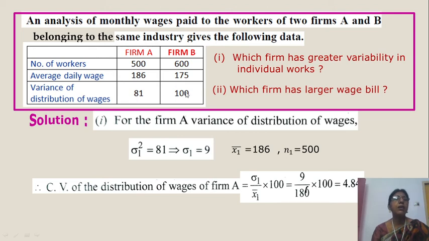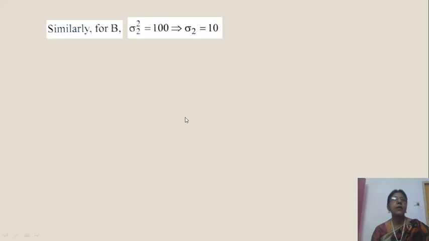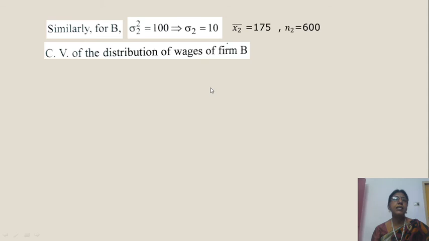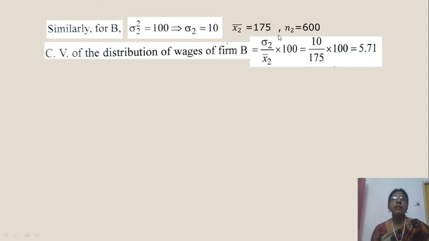So sigma 2 is given. Next, the average, that is the mean x2 bar. This is x2 bar, this is n2. n2 is 600, so note down all these values. x2 bar is 175, n2 is 600. Now the CV of the distribution of wages of form B is equal to sigma 2 by x2 bar into 100. Substitute values, you get 5.71.